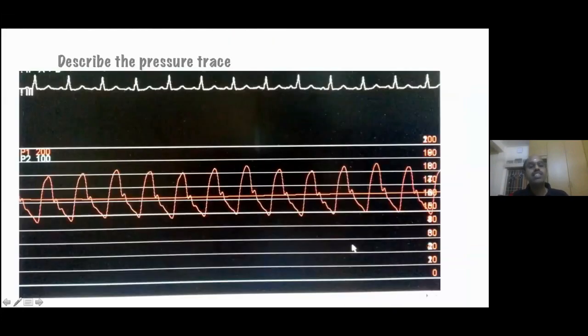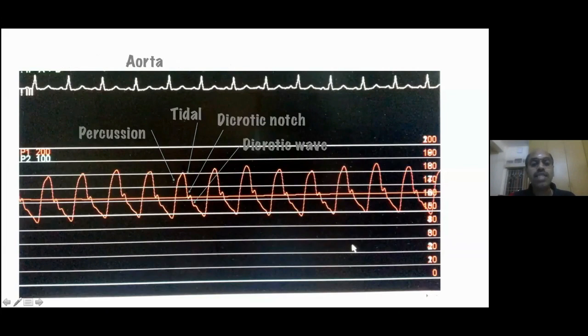We already discussed how to measure, like the zeroing of the transducer. Now looking at this pressure trace, the ascending aorta has got a percussion wave and the tidal wave. The tidal wave is actually the reflected wave. The percussion wave is the impact wave. The impact wave is the LV ejection into the aorta. The tidal wave is the reflected wave from the peripheries, from all the branch points.